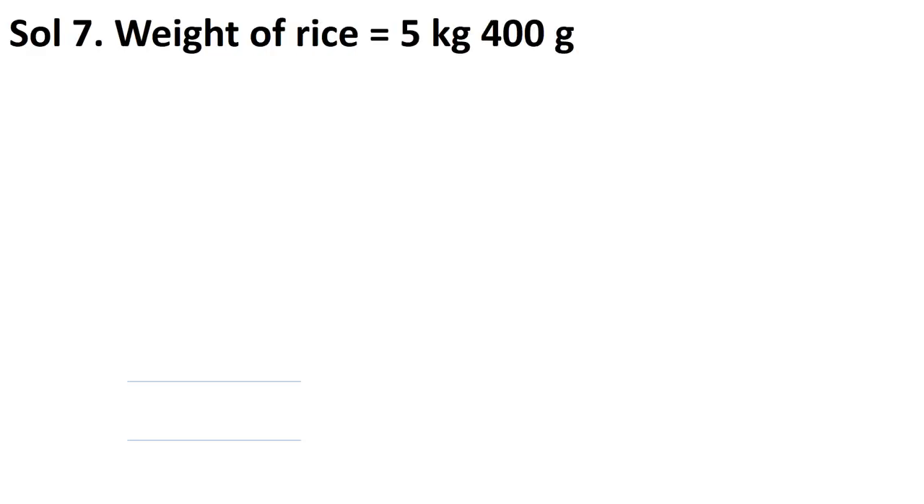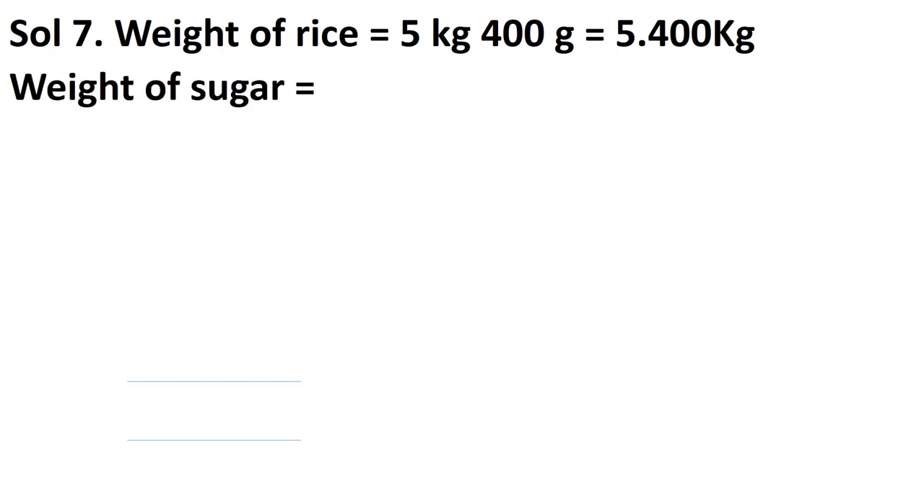Now see question number 7. Ravi purchased 5 kilogram 400 gram rice, 2 kilogram 20 gram sugar and 10 kilogram 850 gram flour. Find the total weight of his purchase. Weight of rice purchased is 5 kilogram 400 gram, which is equal to 5.400 kilogram.